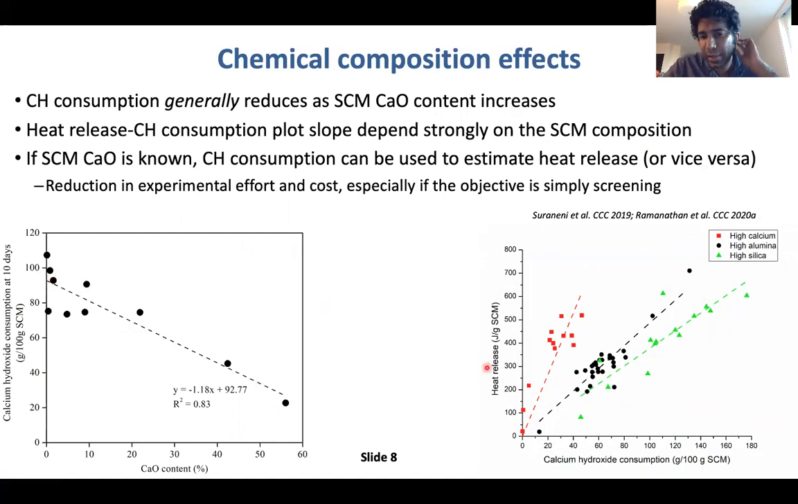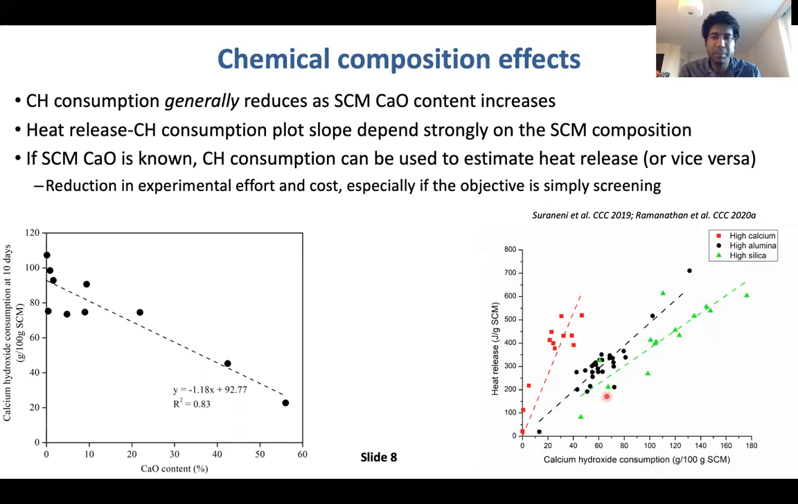Perhaps more interestingly, we see that the relationship between heat release and calcium hydroxide consumption actually depends on the chemical composition. So the slope that you get varies depending on whether the material is high SiO2, high Al2O3, or high CaO. And this is something that you can exploit because in principle, if you know the chemical composition, you only have to measure one of these parameters, and the second can be estimated from the first, right? So if you know the material is high silicon, for example, then you can use the calcium hydroxide consumption to estimate a heat release.